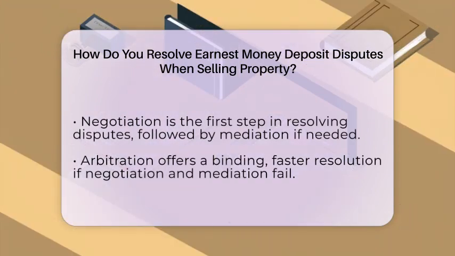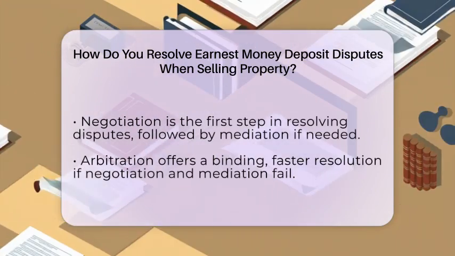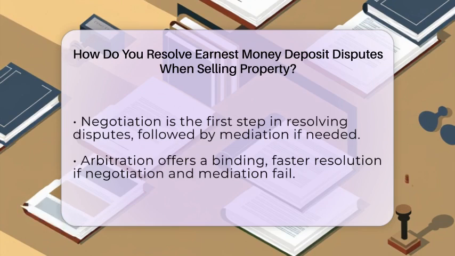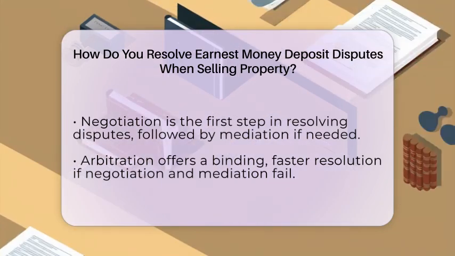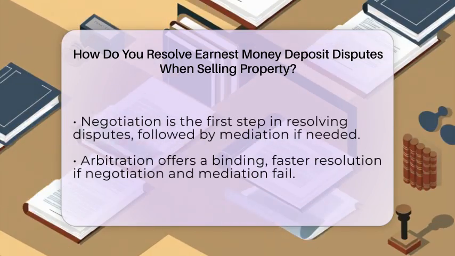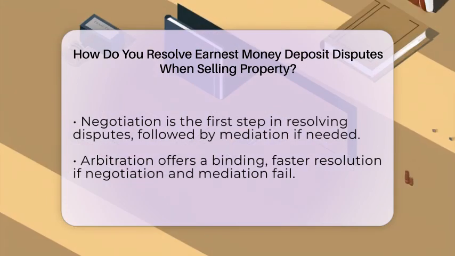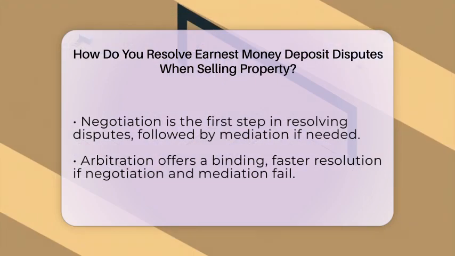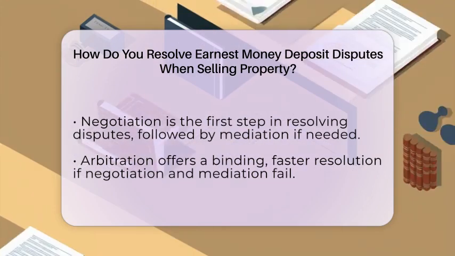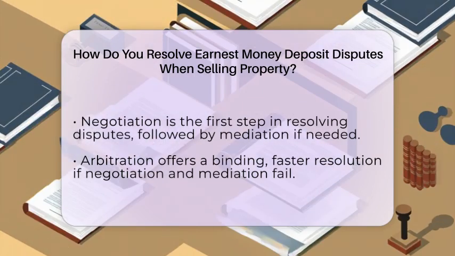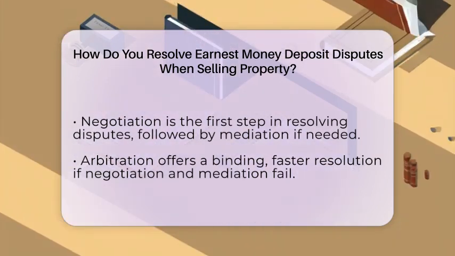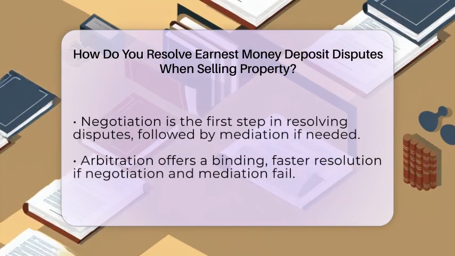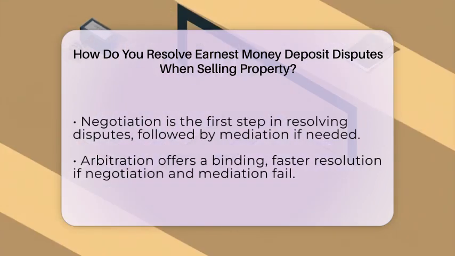A neutral third party helps both sides reach a voluntary agreement without going to court. Mediation is non-binding, meaning the parties can walk away if they don't agree. If mediation fails, arbitration is the next option. An arbitrator listens to both sides and makes a binding decision. Arbitration is faster and less expensive than going to court, and the decision is final.